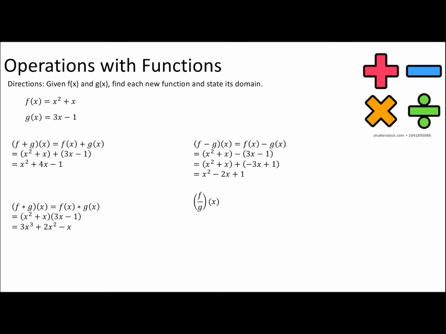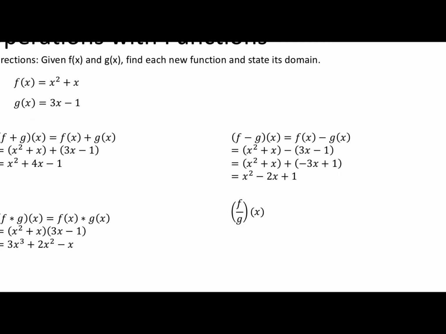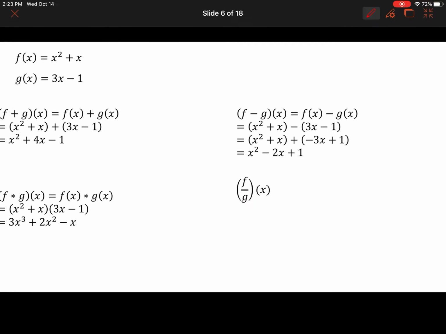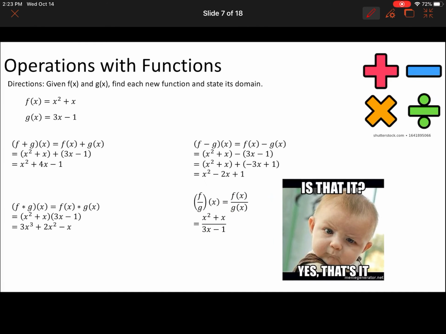And then we have one last operation using those same two functions. So this time we are dividing. And don't forget, because dividing is sometimes more tricky than other things, but in this case it's not going to be. So I'm going to put f of x on top, g of x on the bottom. So here we go, we do x squared plus x over 3x minus 1, and then we're done. The end. That is it.